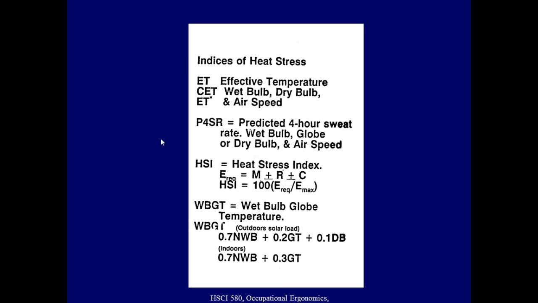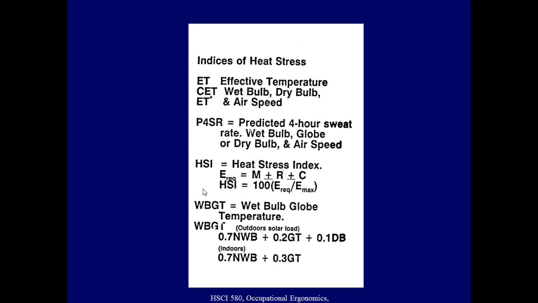Predicted 4-hour sweat rate tends to be used more in the military. This is how many liters of sweat you would lose in a 4-hour period. Again, we're looking at a wet bulb and a dry bulb. In this case, we're also adding the globe. And the globe temperature is looking at the radiant load as well. And the globe is to simulate what the body is.